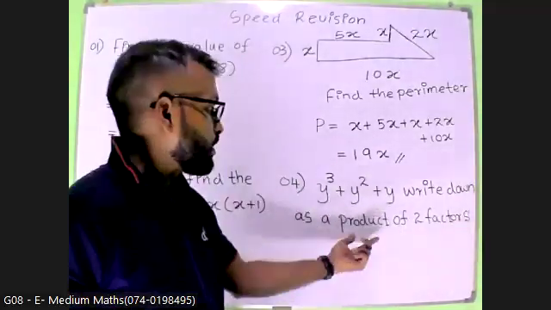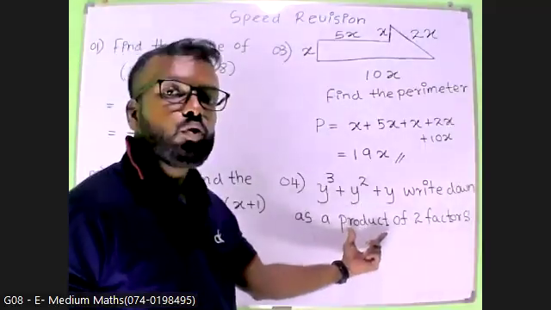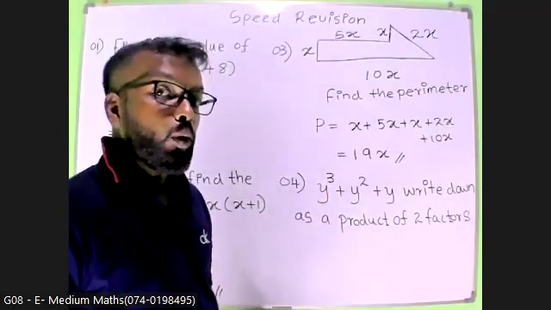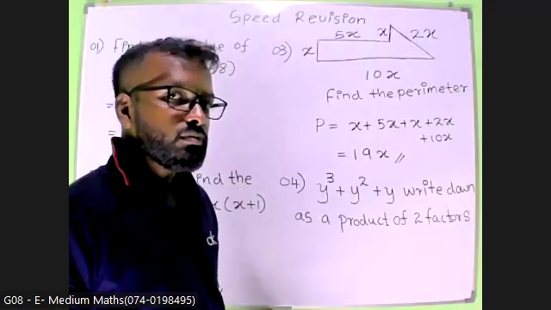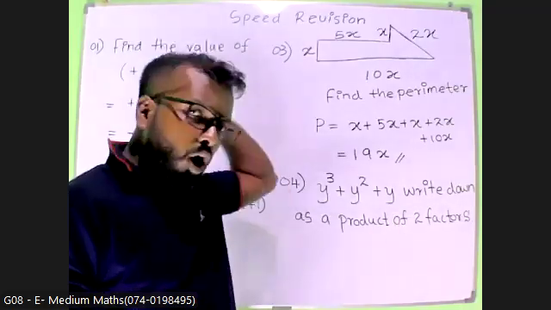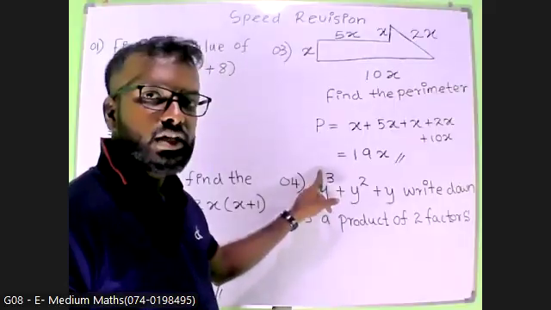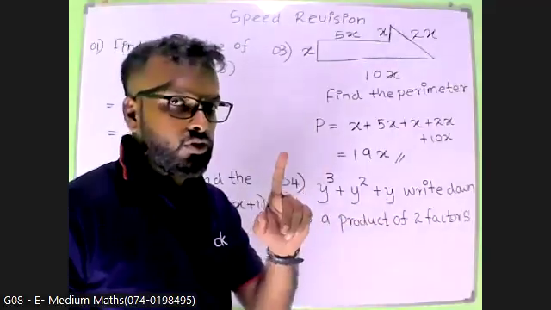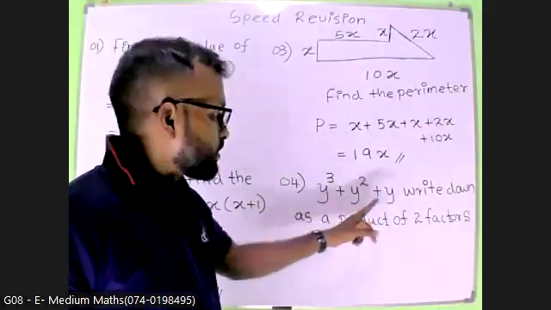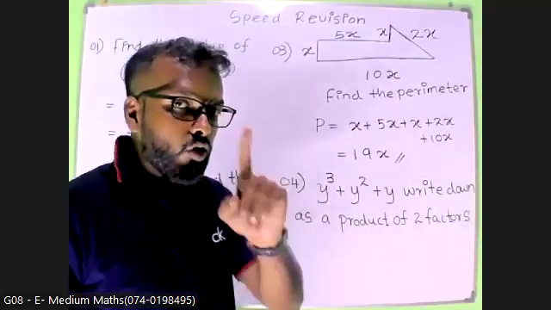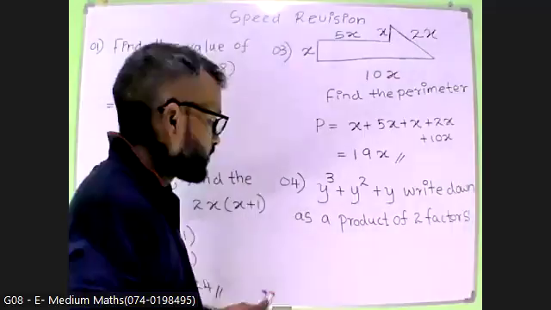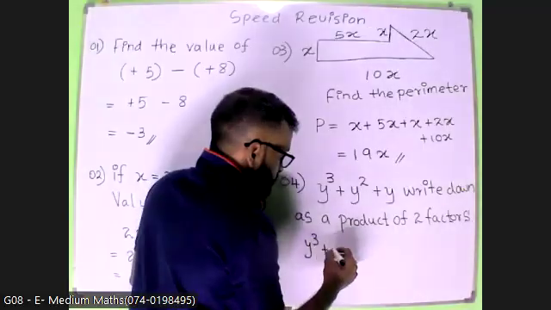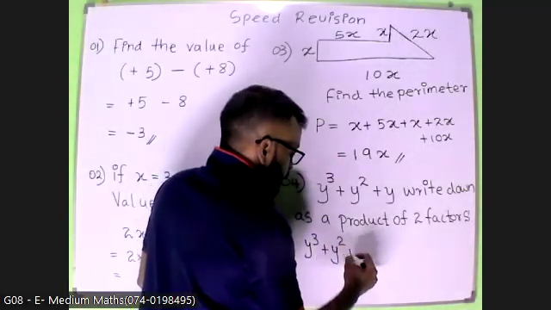So how do you write down this as a product of two factors? So y is the common term. How many y's can you take out? Here you have 3 y's, here you have 2 y's, here you have a single y. So from all of these, you can take out only one y. Right? Only one y. So shall I explain this? y cube plus y square plus y.